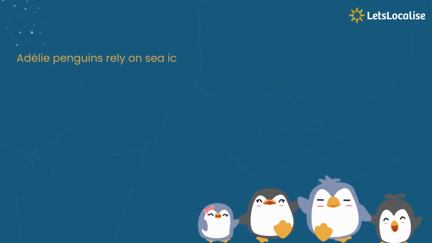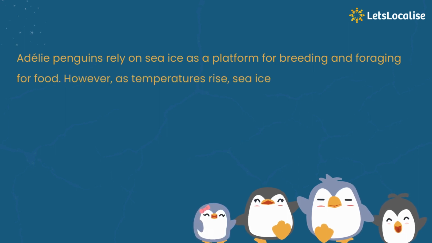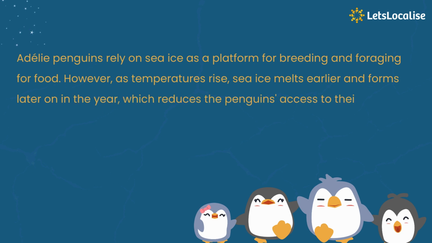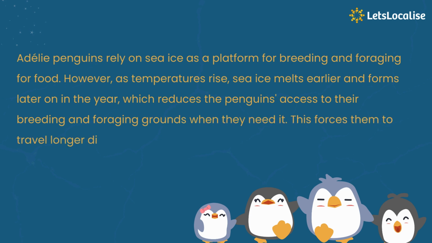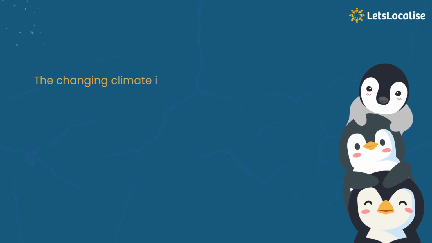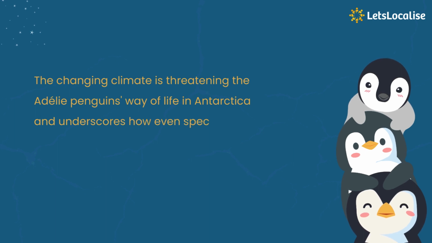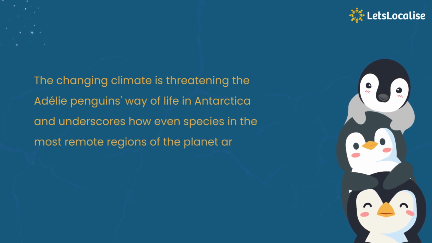Adelie penguins rely on sea ice as a platform for breeding and foraging for food. However, as temperatures rise, sea ice melts earlier and forms later in the year, which reduces the penguins' access to their breeding and foraging grounds when they need it. This forces them to travel longer distances to find food, which can result in lower chick survival rates and overall population decline. The changing climate is threatening the Adelie penguin's way of life in Antarctica and underscores how even species in the most remote regions of the planet are not immune to the effects of global warming.